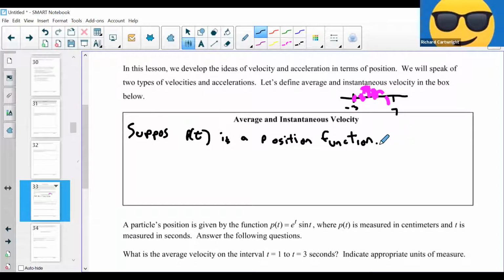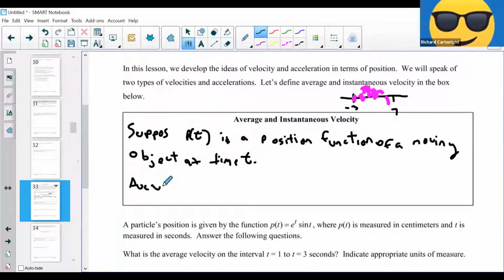Of a moving object. Could be a dot, could be a car, could be a spaceship at time t. We're going to talk about the average velocity. Your average velocity, we call that the average rate of change of position.